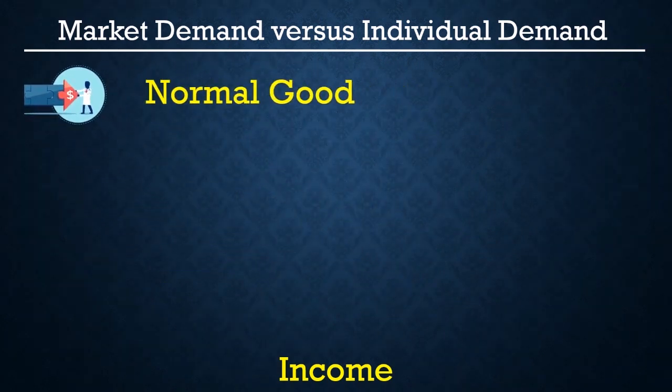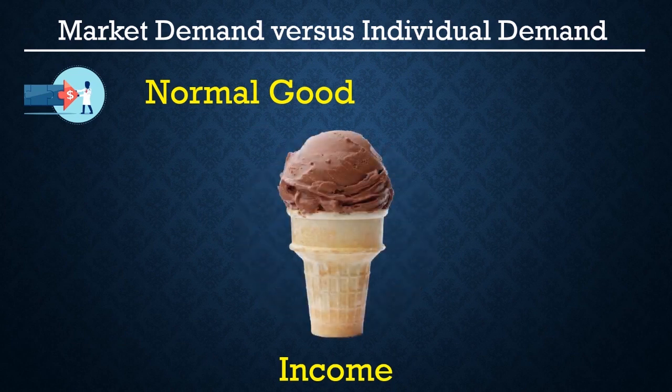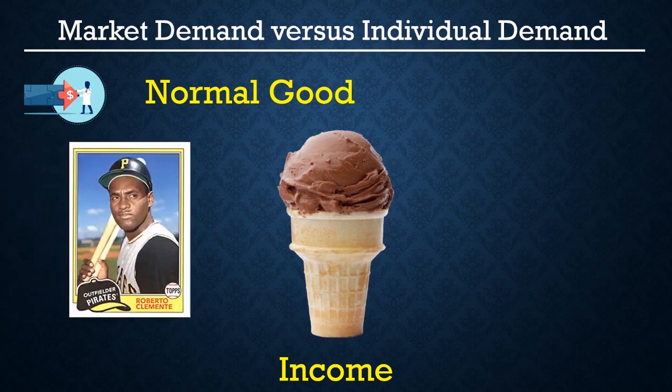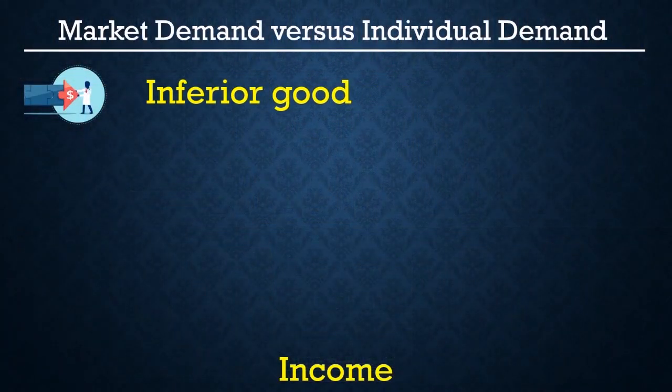A good that you buy less of when you have less income is called a normal good. Your textbook gives you examples of things like ice cream, but just about anything else can be a normal good. Baseball cards, shoes, books. You have an increase in income, it leads to an increase in demand, easily observable. This moves us to our next concept for demand, the inferior good.